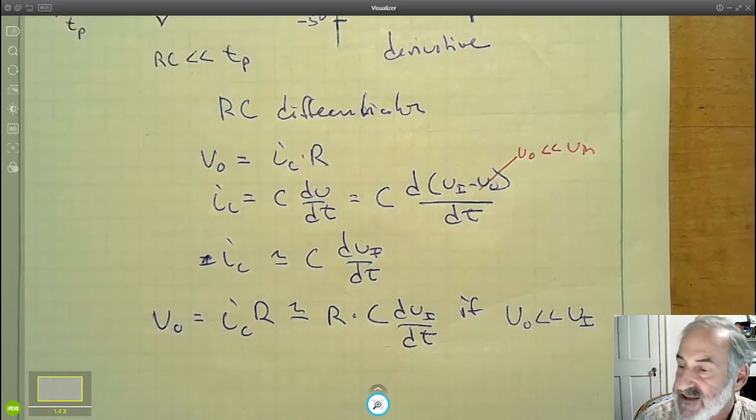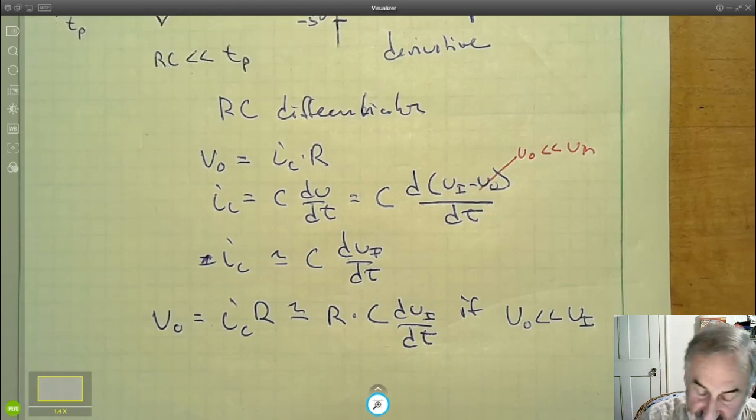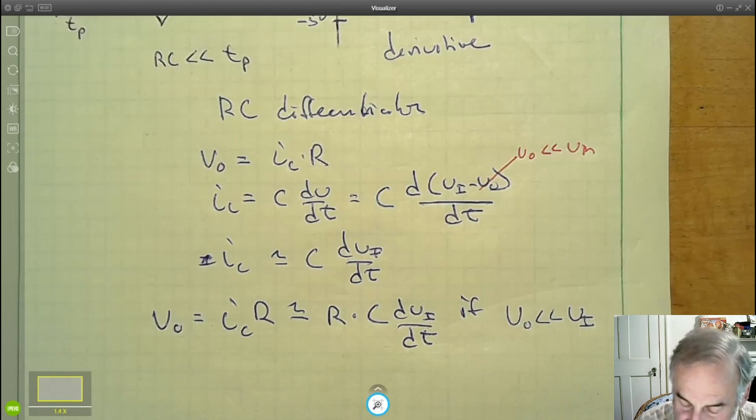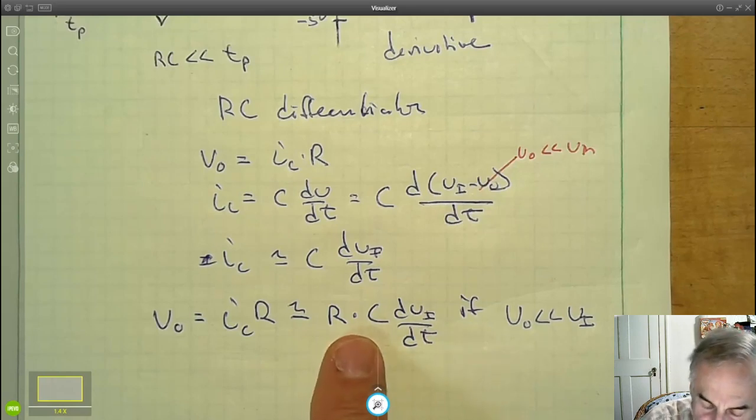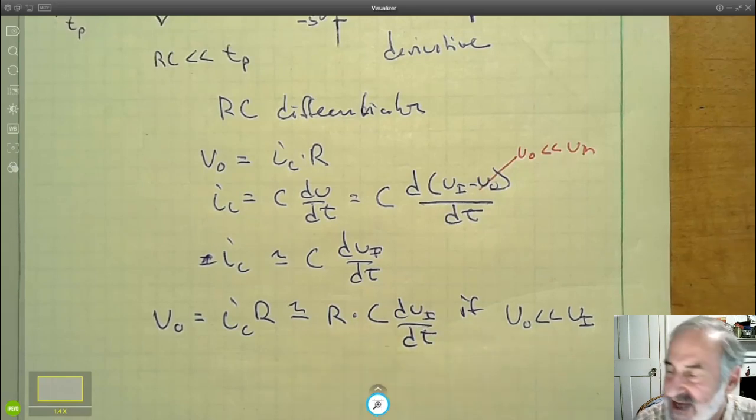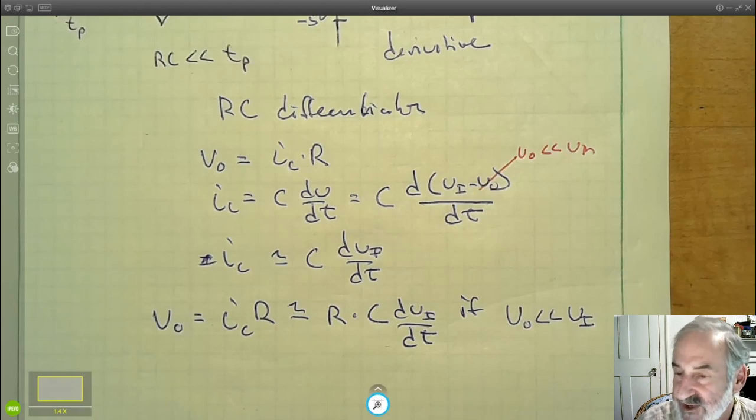Okay, it's not a great differentiator because we have these restrictions. We have to assume that V out is small. We have to keep RC relatively small compared to our input. Why do we have to keep RC small? Well, because V out is proportional to RC, and we need to keep V out small. So keeping RC small is not a different restriction than keeping V out small. The way we keep V out small is we keep RC small.